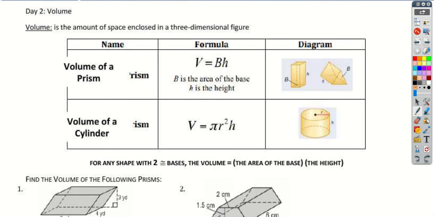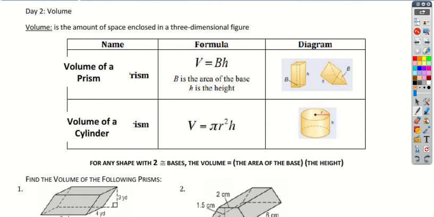All right, day 2 here. So the second day of work is just with volumes. So just remember, the volume of a prism or the volume of a cylinder is essentially the same thing, as long as our shape has two bases. Remember, bases are parallel and congruent.